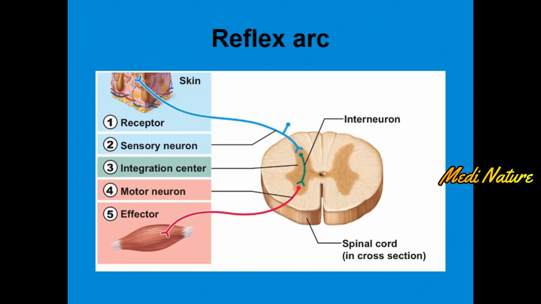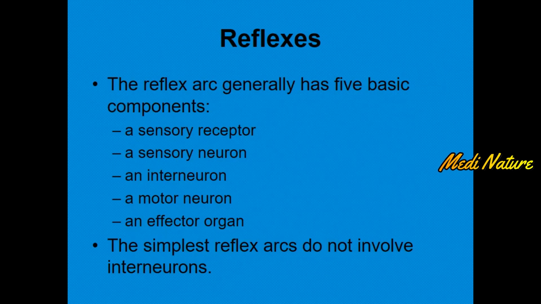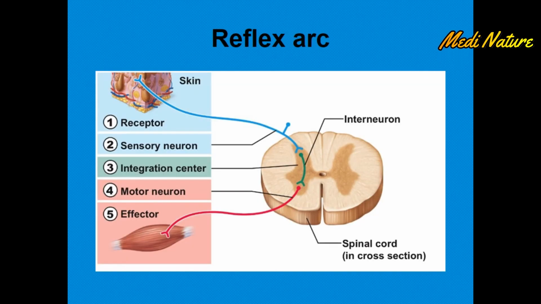This is a reflex arc. The reflex arc generally has five basic components: a sensory receptor, a sensory neuron, an interneuron, a motor neuron, and an effector organ. The simplest reflex arc does not involve interneurons. So these are the components of a reflex arc: the receptor, sensory neuron, integration center or interneuron, motor neuron, and the effector.